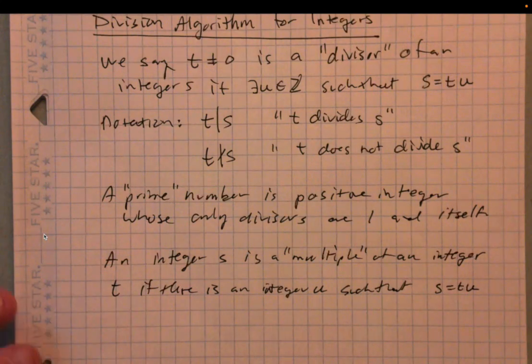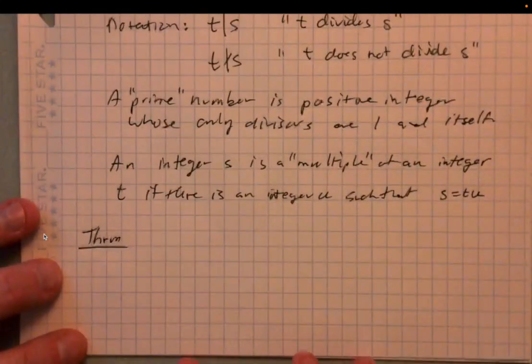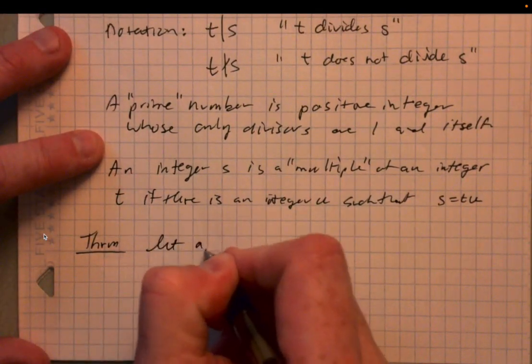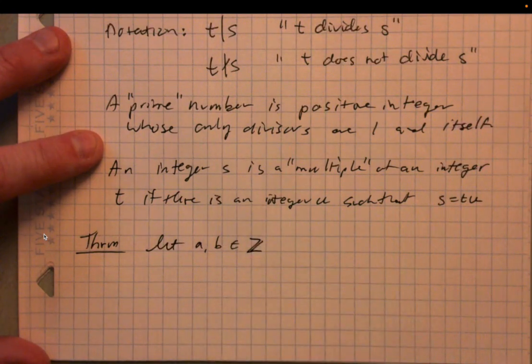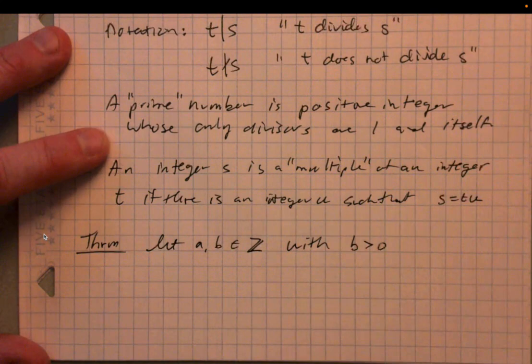Okay. So let's state the division algorithm. We'll state this as a theorem and then we'll prove it. So we're going to let a and b be integers, with b greater than 0.